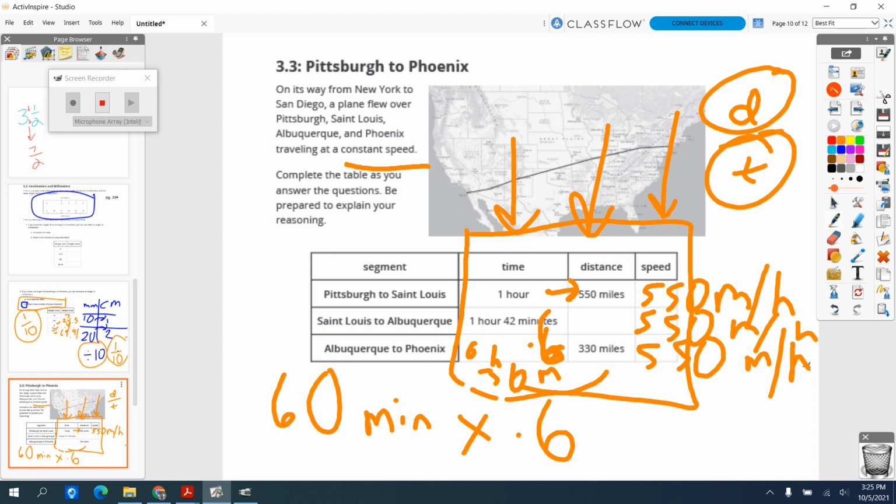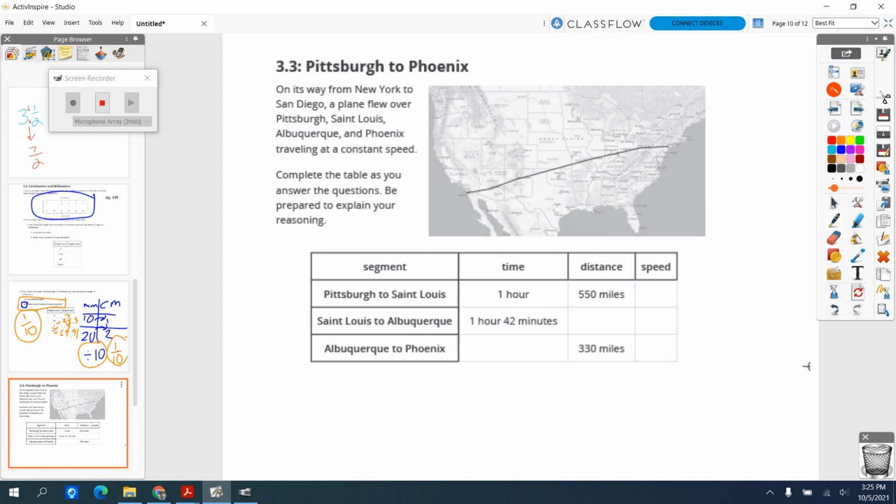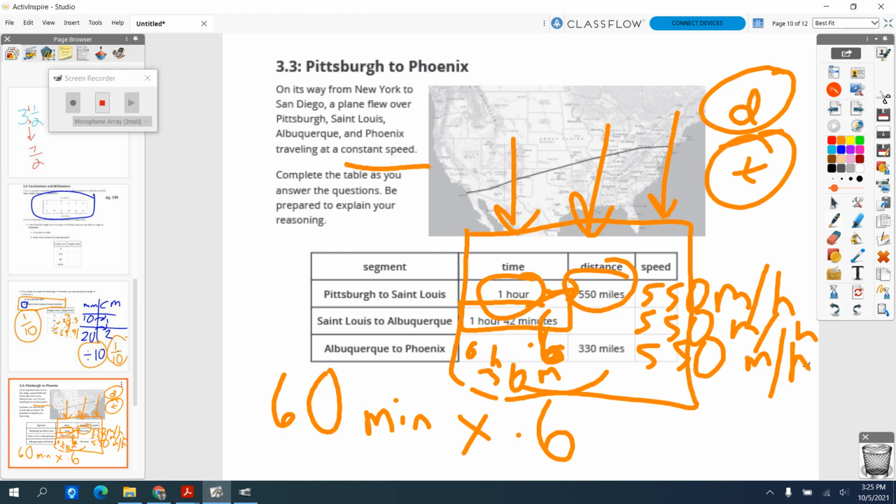Now for the next one, it says 1 hour and 42 minutes. So the first thing I want to do is multiply the hours. Remember, we're multiplying the hours times 550. So I have to take 1 hour and 42 minutes, and I have to convert it to just the number of hours.